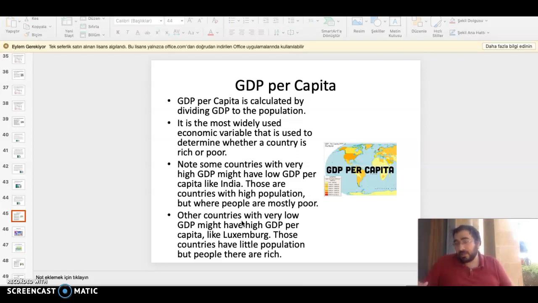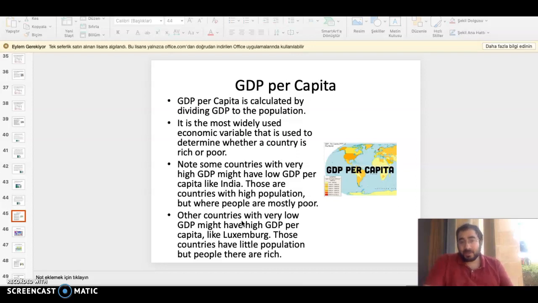While in a small country, GDP might be low, but GDP per capita might be high. So usually when we are talking about developed and developing countries, GDP per capita is like a benchmark method to measure that. It's criticized, as I mentioned before, but it is still used by many people.